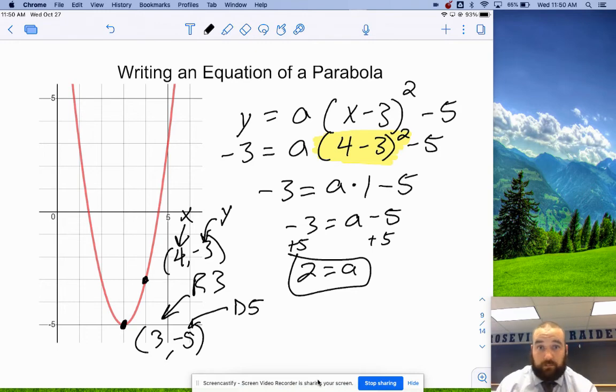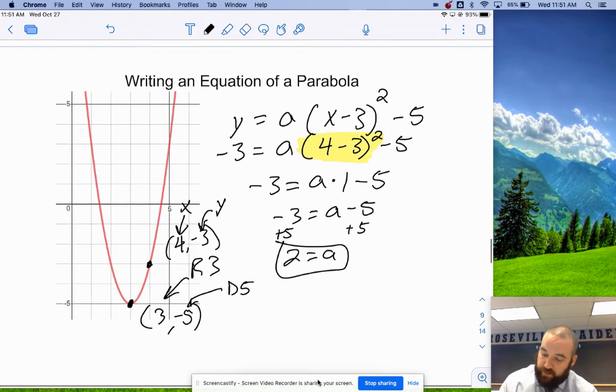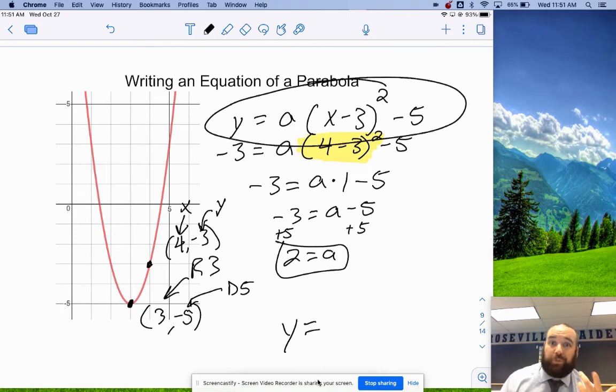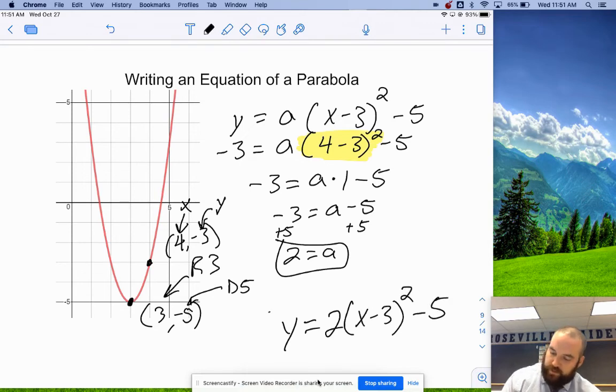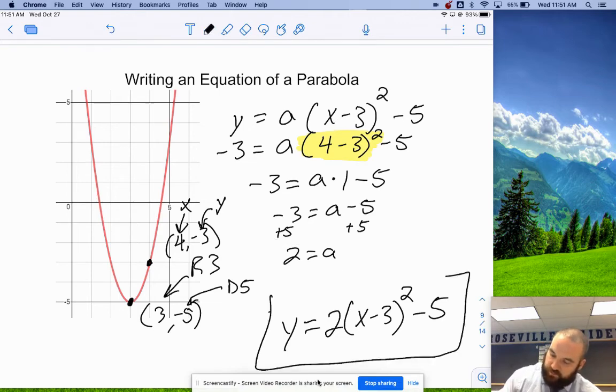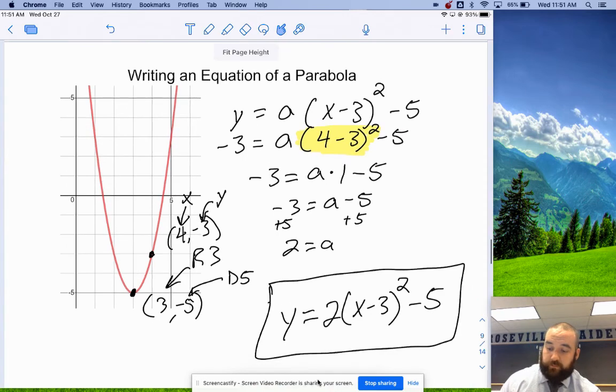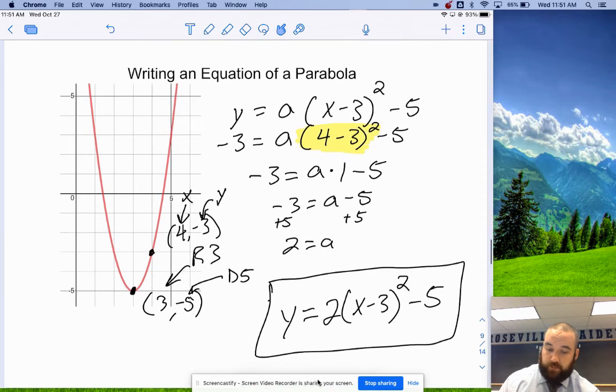Now I'm not done. Okay, what I'm going to actually do now is write the entire equation that I started with up here. I'm going to replace a with 2. So y is equal to 2 times x minus 3 squared minus 5. This is the equation. I'm going to erase that. This is the equation for the parabola that's on there. So start with your vertex, pick any other point on the parabola, and we can solve from there.